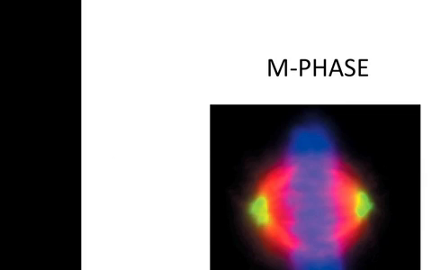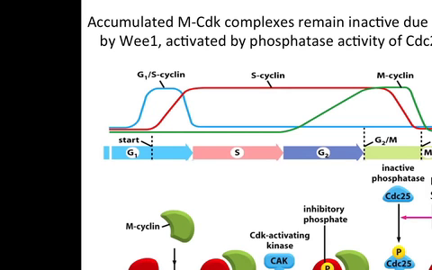Okay, so M phase. Let's start with M phase. I want you to notice these cyclins are rising and falling at different phases of the cell cycle. That's the whole way the kinases are being regulated. Notice M cyclin, the green one, starts to build up as early as the end of S phase, but you don't need it until the beginning of M phase. So you need to keep that CDK off even though the cyclin's there. That's where Wee1 comes in.